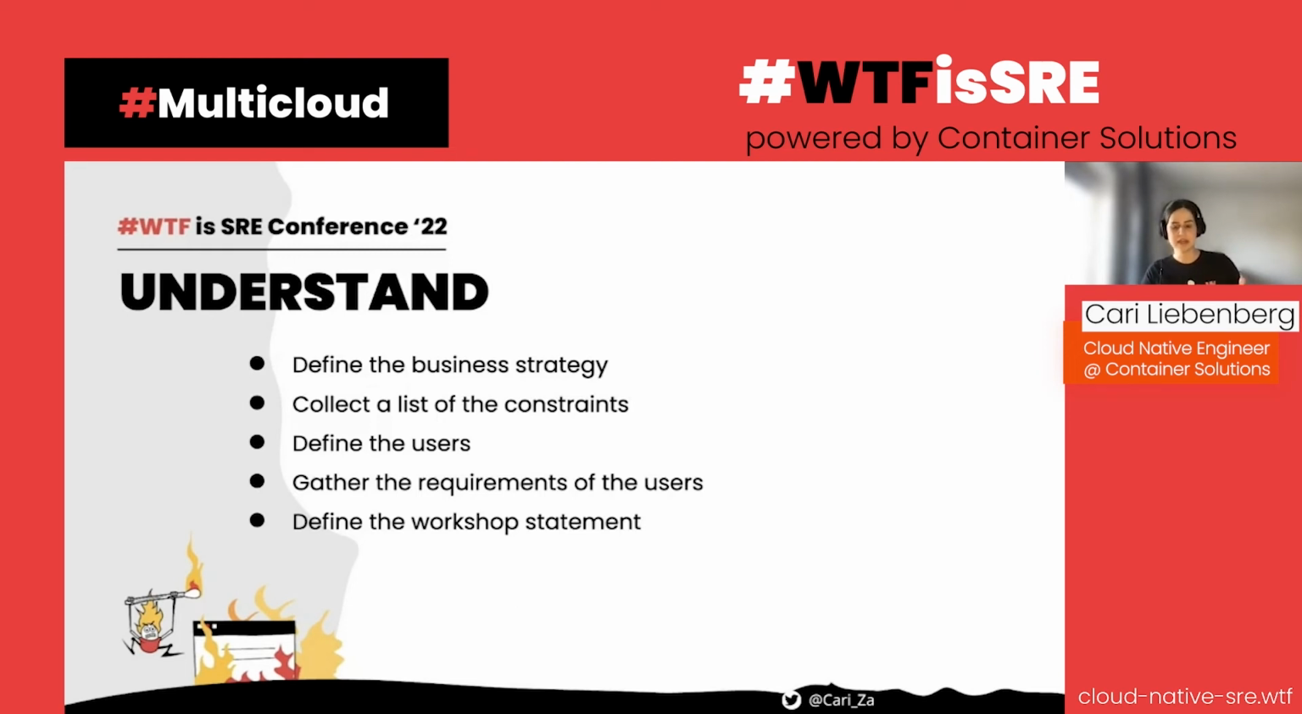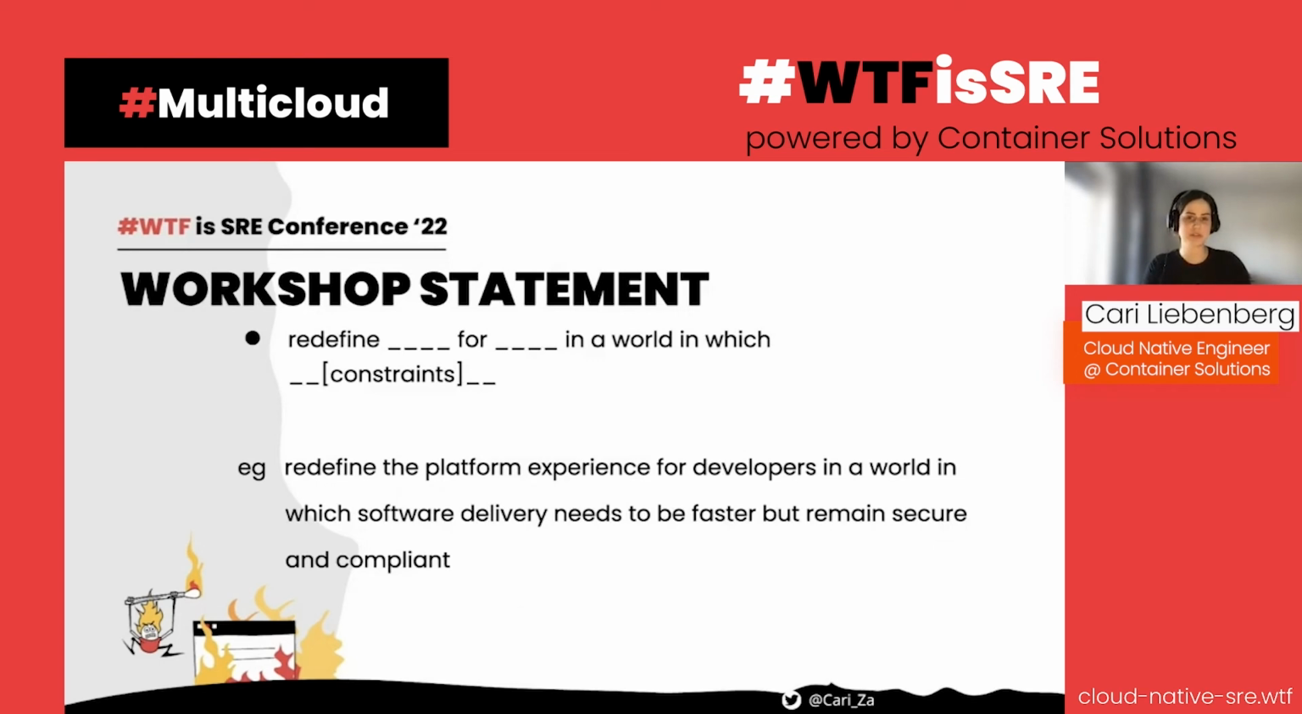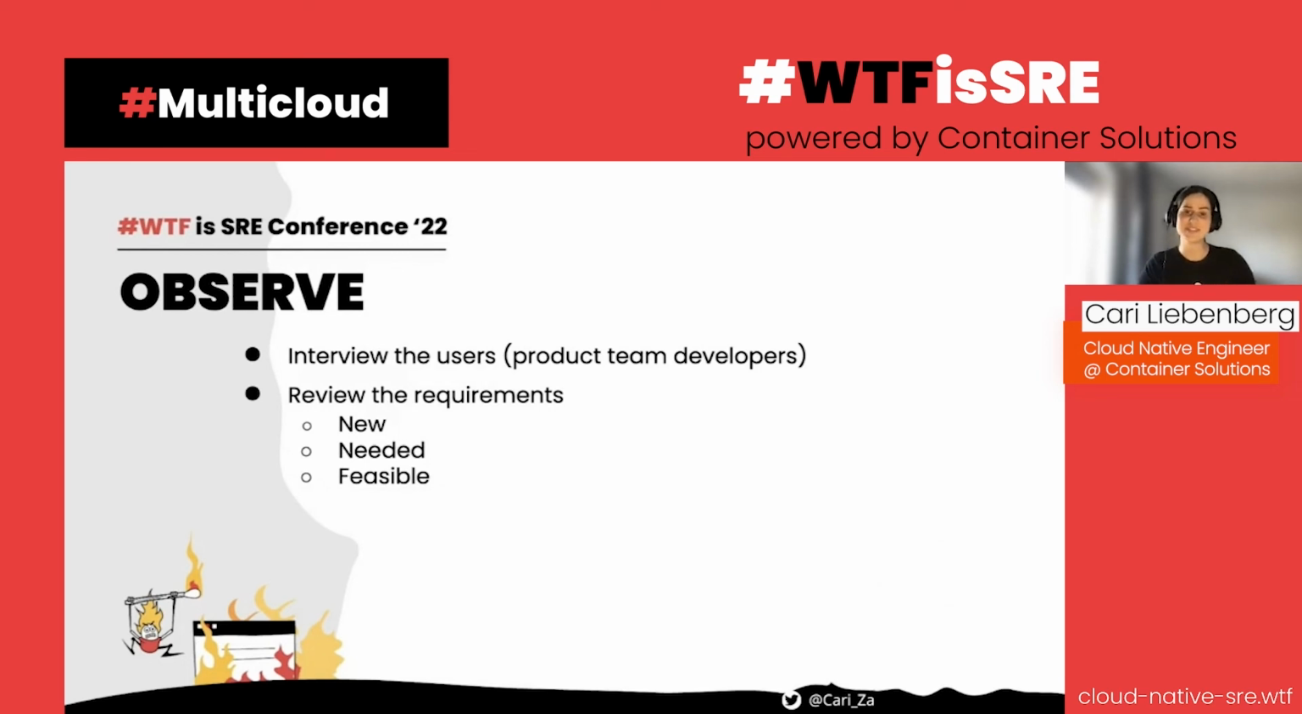And then we want to define the workshop statement. This is going to help with the purpose of the workshop. The structure of the workshop statement would be: redefine X for Y in a world in which constraints. An example could be: redefine the platform experience for developers in a world in which software delivery needs to be faster but remain secure and compliant. So now let's move on to the second part of the design thinking phase, and that's observe.